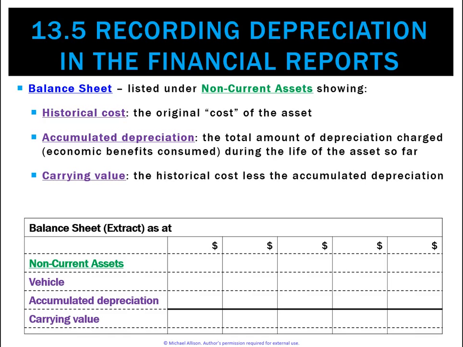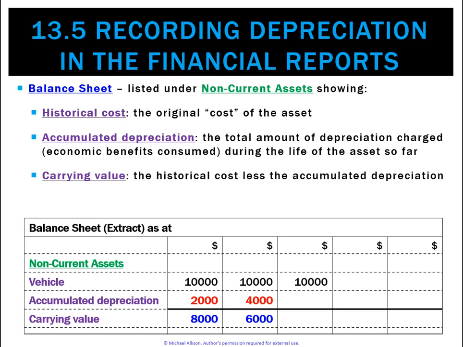So looking at an example, let's say we had a $10,000 vehicle. In the first year we depreciated $2,000, so the accumulated total is $2,000. That leaves $8,000 of economic benefits remaining, which we call the carrying value. In the second year, the cost stays the same. We apply the historical cost principle. We depreciate another $2,000, so the accumulated total is $4,000. That leaves a carrying value of $6,000.